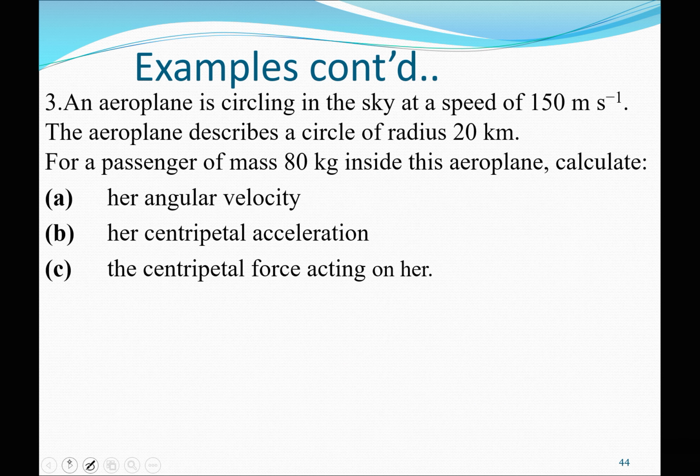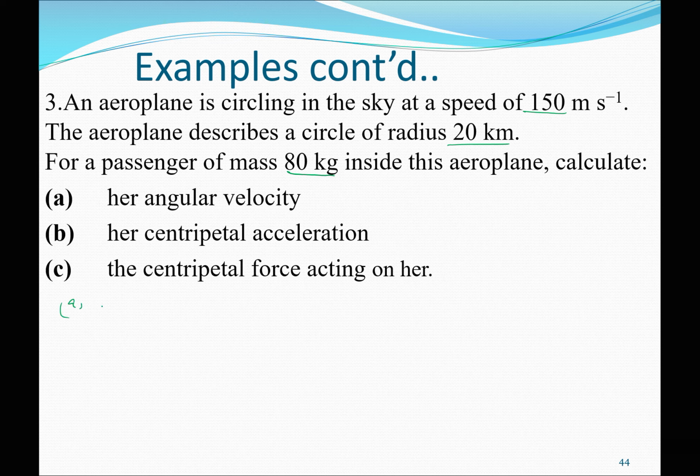An aeroplane is circling in the sky at a speed of 150 meters per second. The aeroplane describes a circle of radius 20 kilometers. For a passenger of mass 80 kilograms inside this aeroplane, calculate her angular velocity, her centripetal acceleration, and the centripetal force. So I'll start with part A.